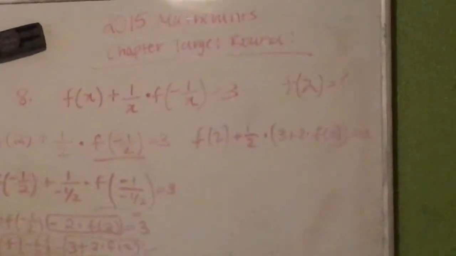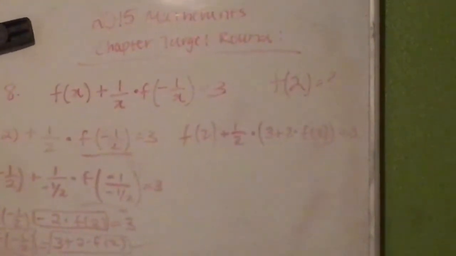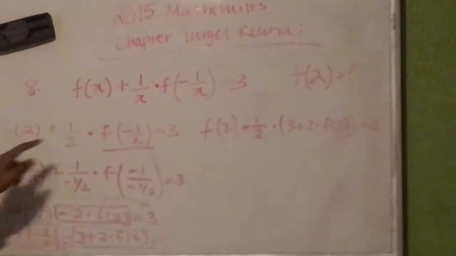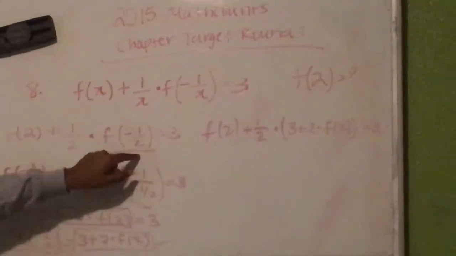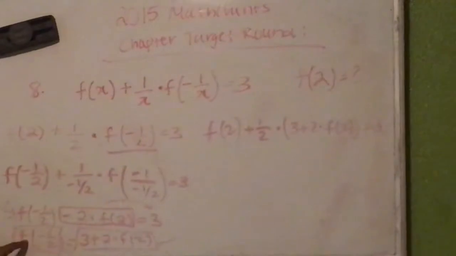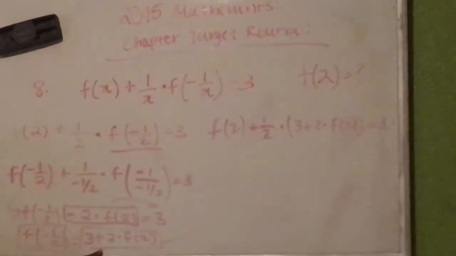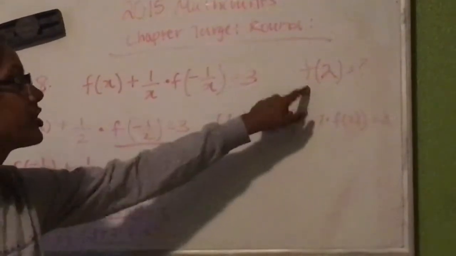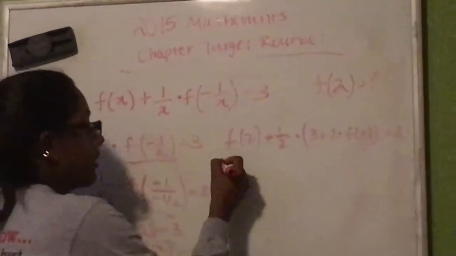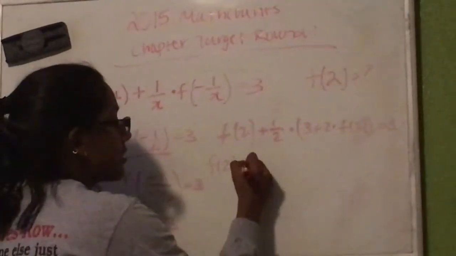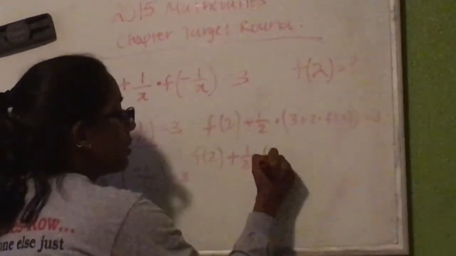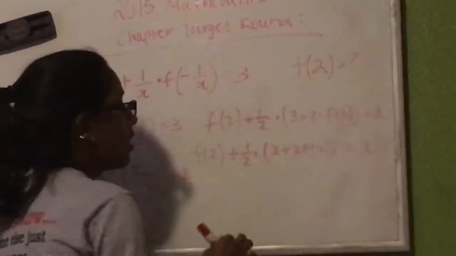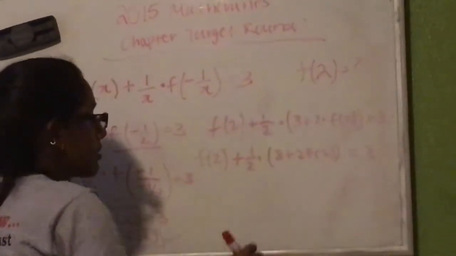So to briefly recapitulate the steps that I have done, I have plugged in 2 into the equation, found that I came up with an error with the negative 1/2, plugged that in, solved for f(-1/2), taken that equation, plugged it back in, and now I'm going to solve for f(2), which is what the problem is asking. So I have f(2) plus 1/2 times, in parentheses, 3 plus 2f(2) equals 3. All I did was simply rewrite this.